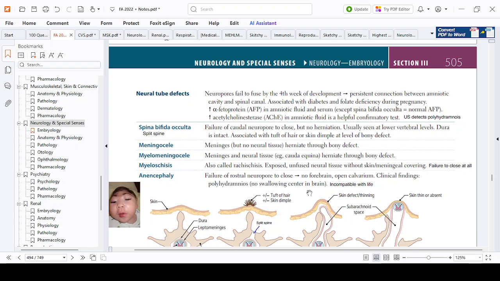So this condition will be incompatible with life. There will be respiratory failure, and there will be abnormalities within the GIT. So all these problems will be there.